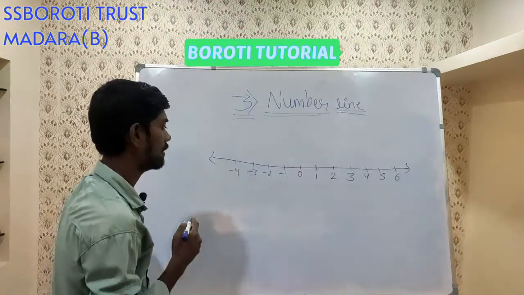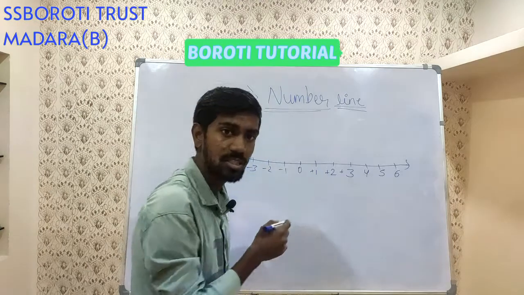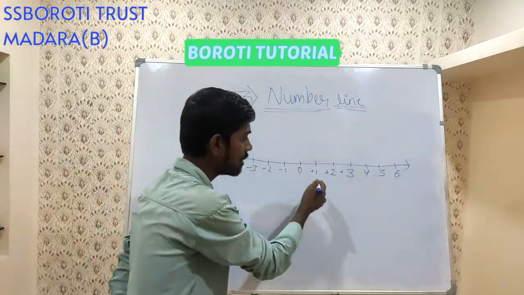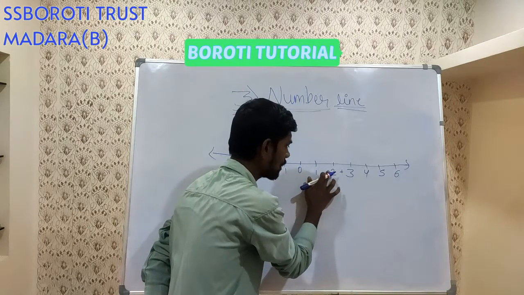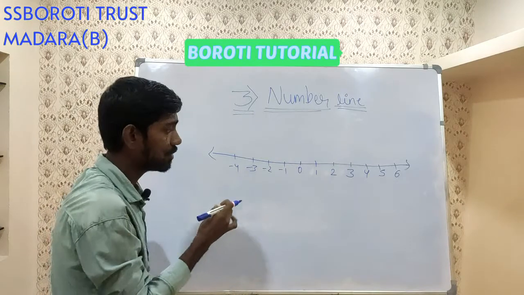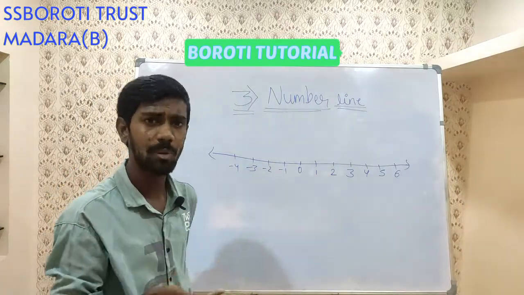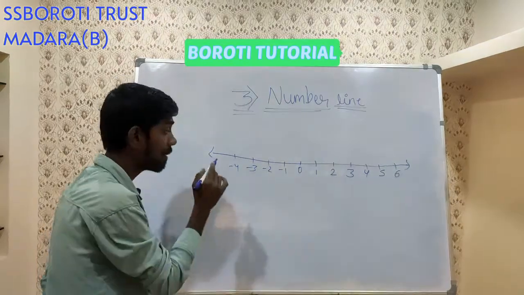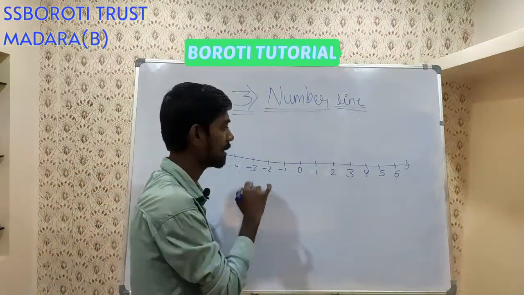We haven't written +1, +2, +3 here. These are nothing but the positive values, and we can put the plus sign or not, it depends upon us. Don't worry about that, because if you write numbers like 1, 2, 3, 4, 5, 6 with no sign, the plus sign is already there. But for the negative values, you have to put the minus sign also. This is about the number line.